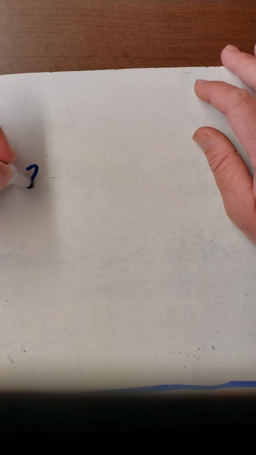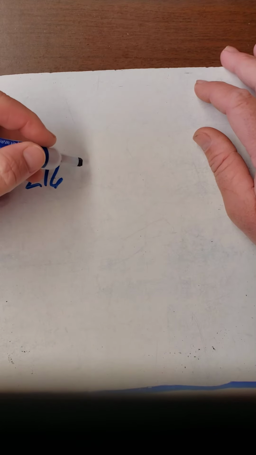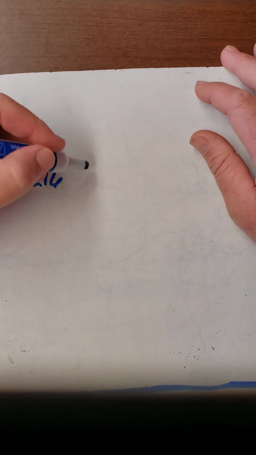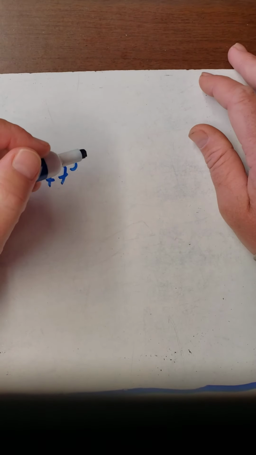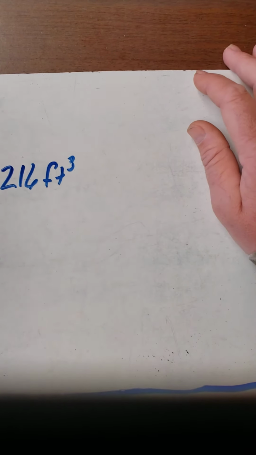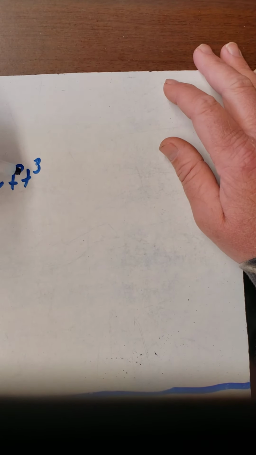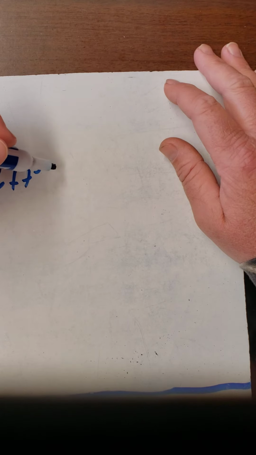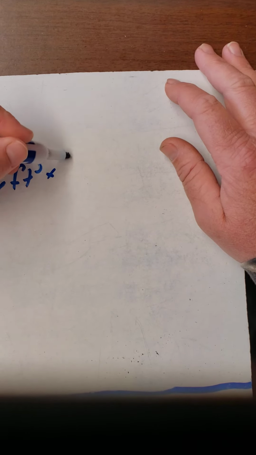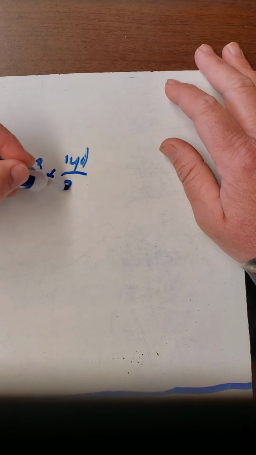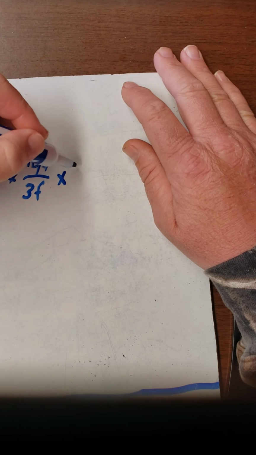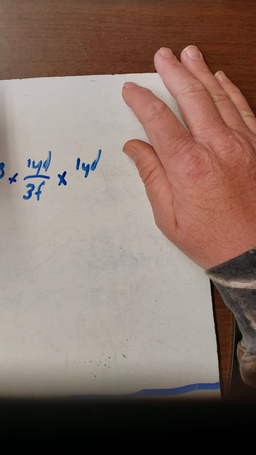So there again, we have 216 cubic feet. So we're going to have to use multiple unit multipliers to get from feet to cubic yards. Okay, so we know 1 yard, 3 feet. We have to do this 3 times because we want to cancel out the cubic feet.